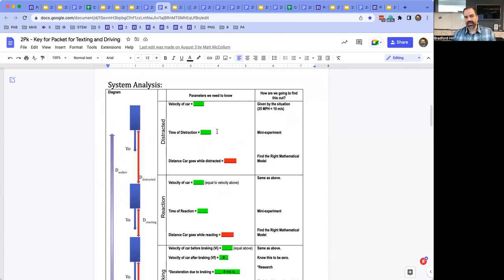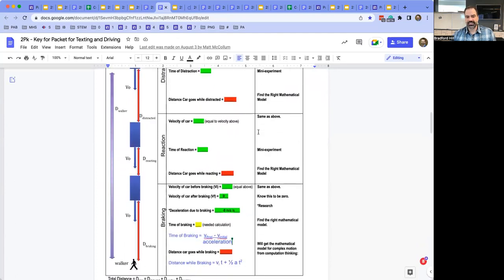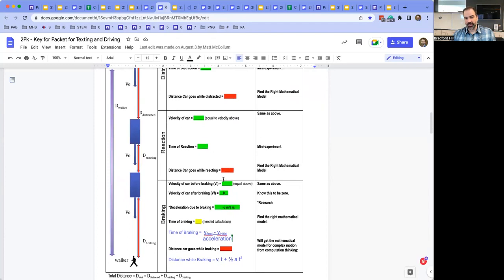They'll put that back in. Sorry, I skipped over a couple things here, but velocity of the car we get from the video, time of distraction. There were many experiments that I skipped over. I went all the way down. We're all the way down to here. The deceleration due to braking we got from the reading. Now we need to find the time of braking.